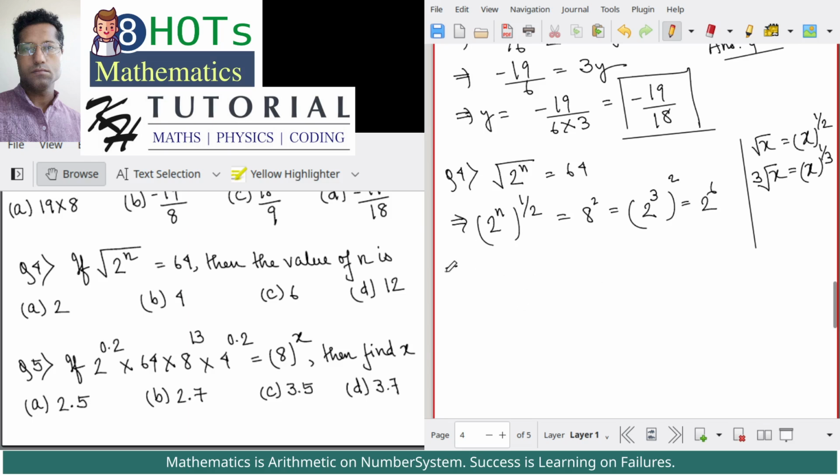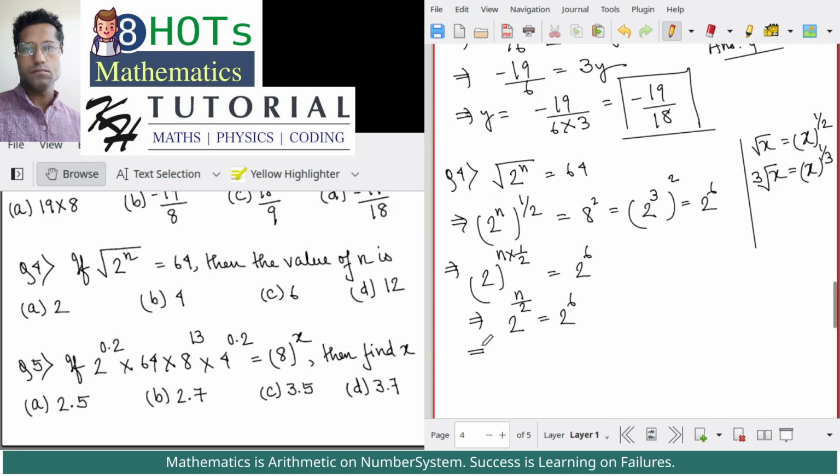Okay. Now the LHS is 2 to the power n, whole raised to the power half. So this means 2 to the power n multiplied by half is equal to 2 to the power 6. This implies 2 to the power n by 2 is equal to 2 to the power 6.